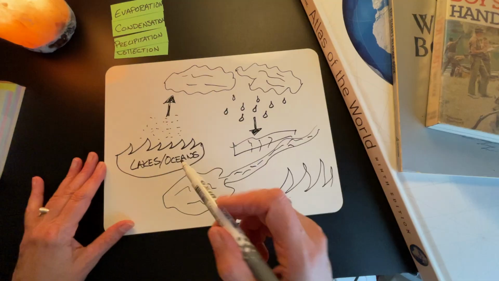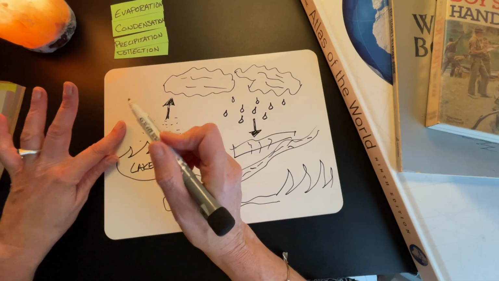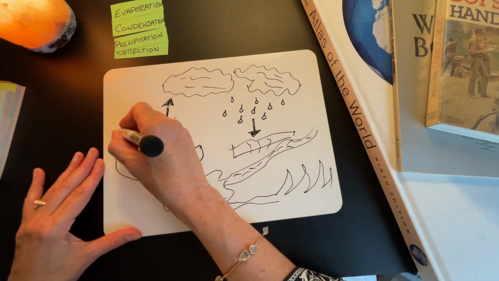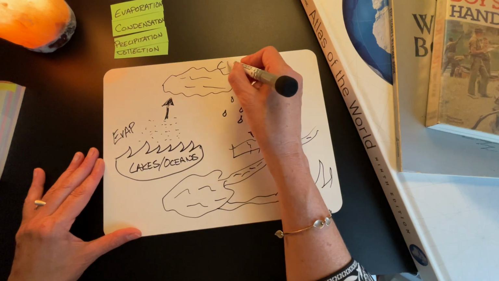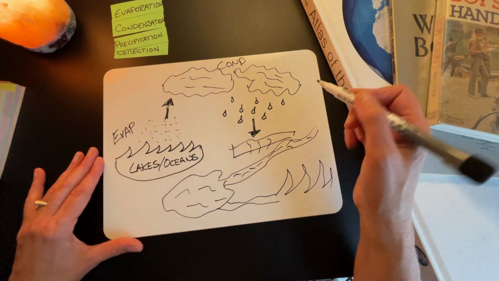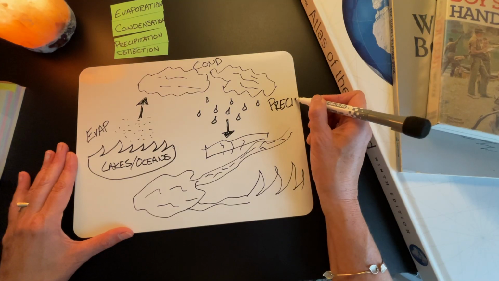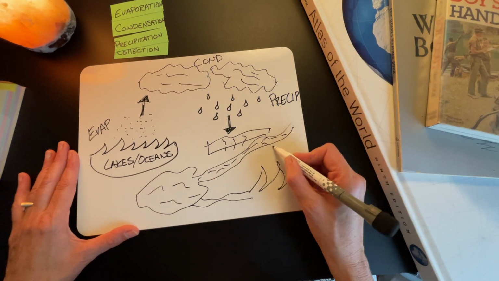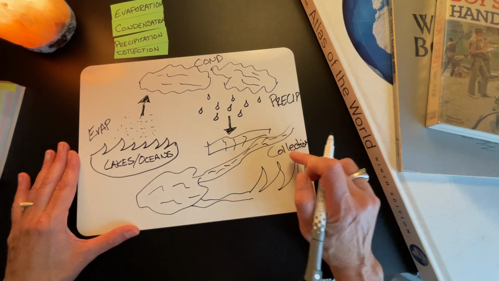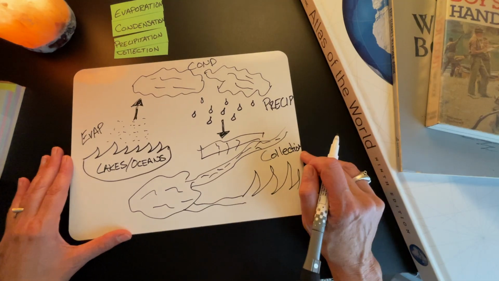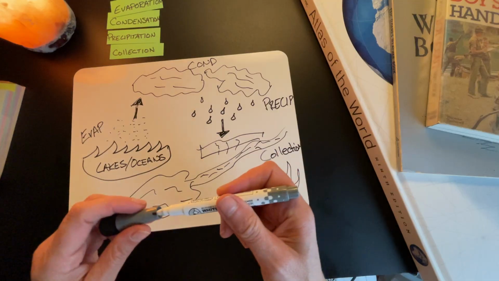So, this is evaporation. Well, that didn't work. Evap. Condensation. Precipitation. And collection. I didn't know how to shorten that. I guess I could have done coal. I guess so. So that's the basics. That is the water cycle.